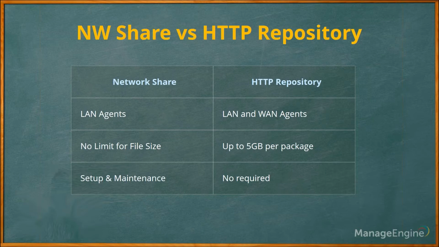Now, when you're using a network share, there is no limit for the file size, meaning there is no practical limit for a specific application binary. You can even install a bigger file structure. When you're using an HTTP repository, you can upload up to 5 GB per package. In our support experience, we have not come across a package which exceeds 5 GB, so it should be enough for the end user to download and install.